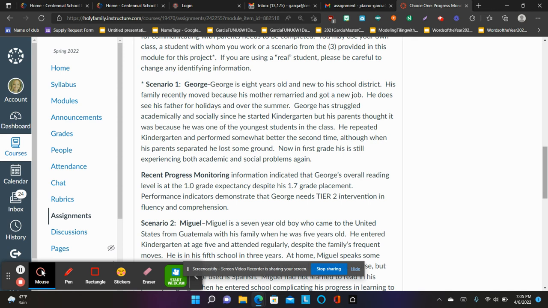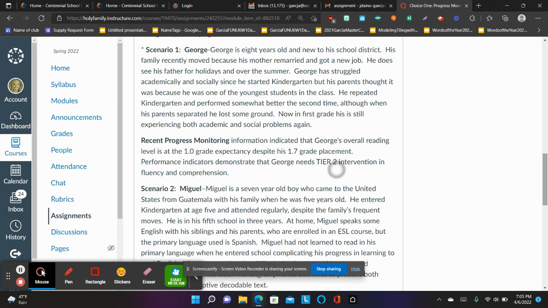Recent progress monitoring information indicated that George's overall reading level is at a 1.0 grade expectancy, despite his 1.7 grade placement. So I would like you to think about what that connotes. Performance indicators demonstrate that George needs Tier 2 intervention in fluency and comprehension. I'd like you to think about what that entails.